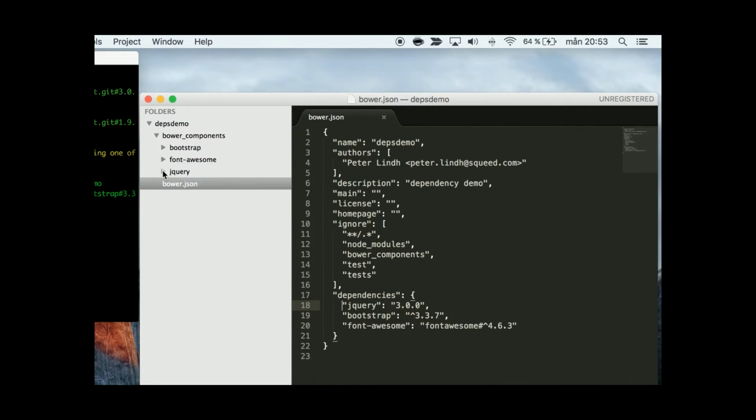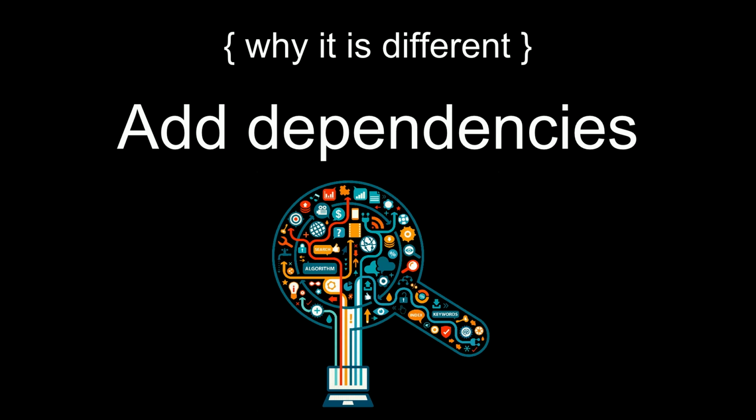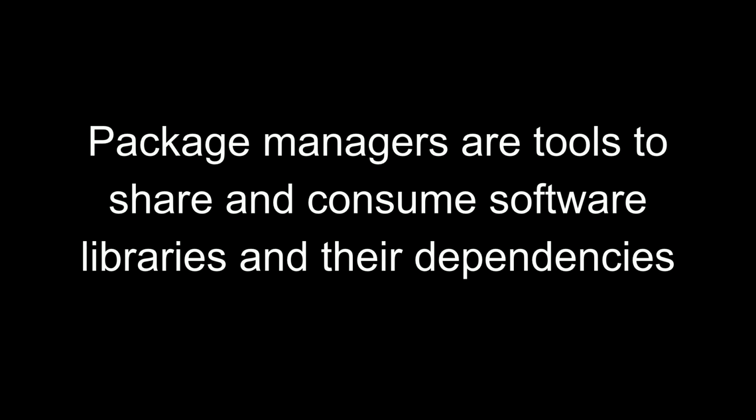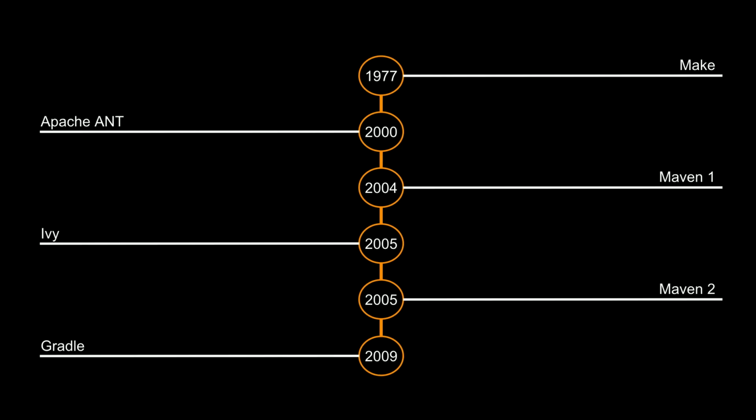That's how we deal with dependency management. So package managers, we all know of, basically tools to share and consume software libraries and their dependencies. So first off, just a quick history lesson. In 1977, Make was released, and in 2000, Apache Ant was released, and then Maven 1 was released in 2004. And then we got dependency management using Ivy, which you could combine with Apache Ant. And then we got Maven 2 in 2005, and Gradle in 2009.